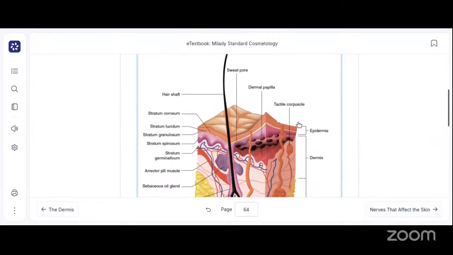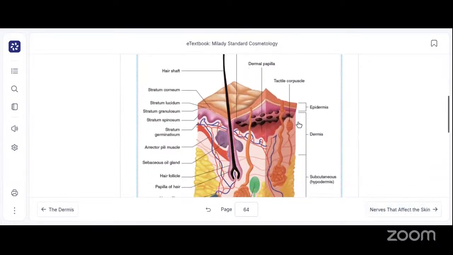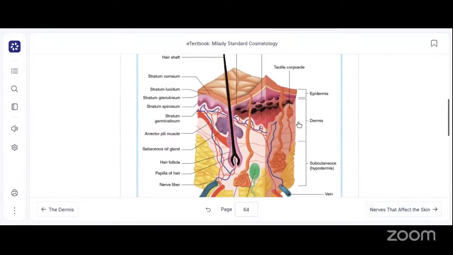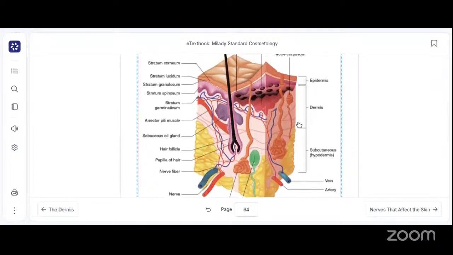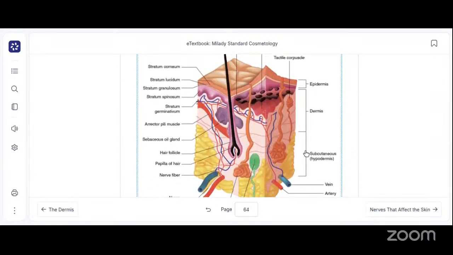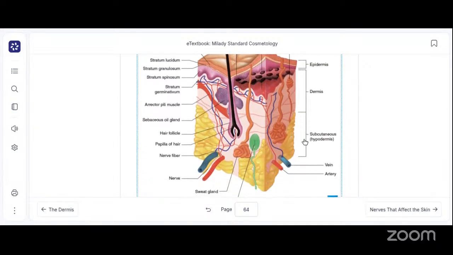Here's a great diagram, and it shows your five epidermis layers. It shows your dermis layer, this hair follicle, papilla, nerve ending. But also, here you go on the right hand side, subcutaneous hypodermis tissue. It is a fatty tissue. Many people take diet pills and shots and things like that to diminish this tissue. Okay, but some fatty tissue is really good.